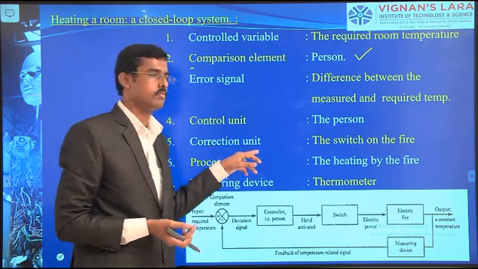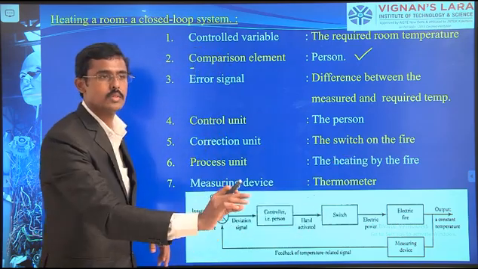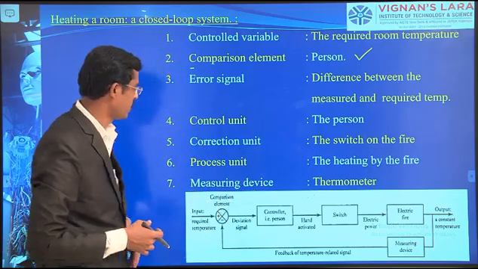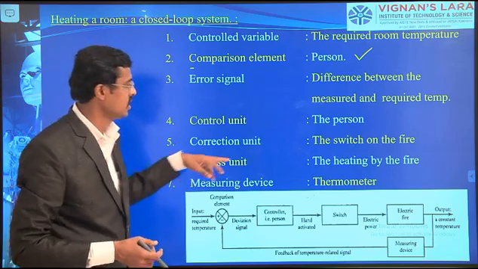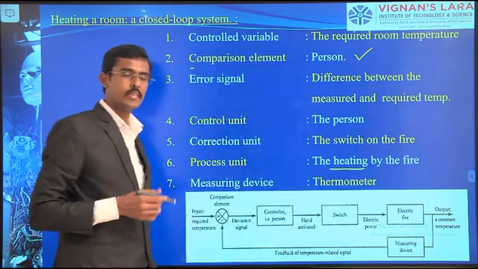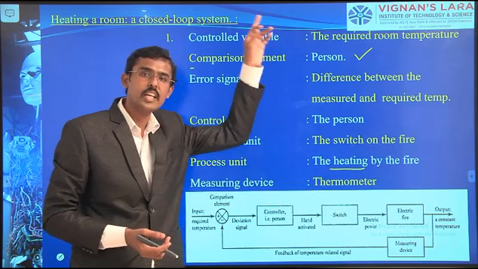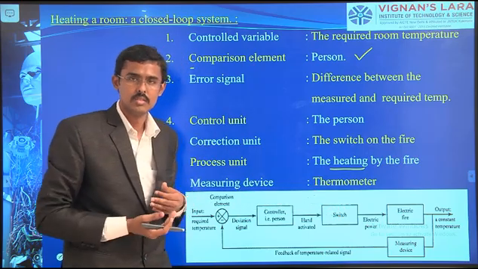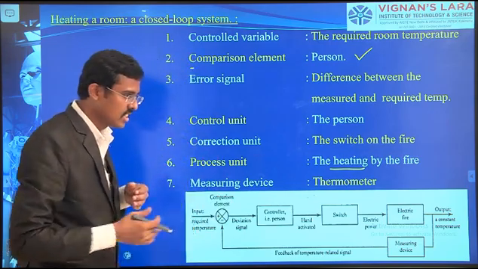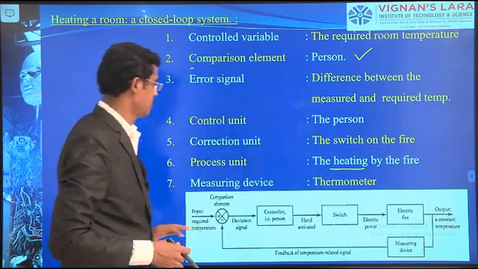The correction unit is a switch, a 1 kilowatt or 2 kilowatt switch to turn on the fire, the electric coils or power, whatever it is. The process unit: what is processing? The heating. The process is the heating. The measurement device, which we know, is the thermometer. In other examples, water level, tachogenerators to measure speed, or shaft rotation, we will see later. So the measurement device here is the thermometer. So this is how it works.